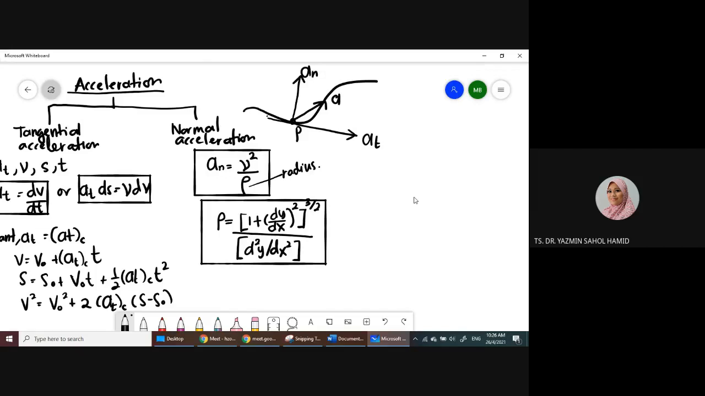If they ask you to find the acceleration, there is another formula that you need. The acceleration will be A equals the square root of AT squared plus AN squared. Okay, so this is the formula.